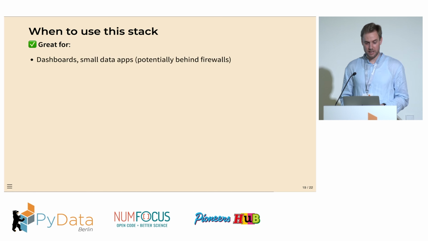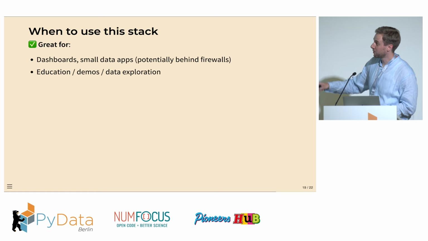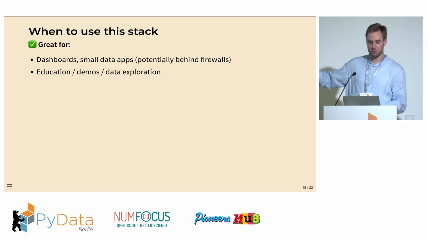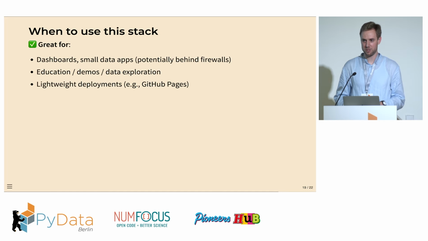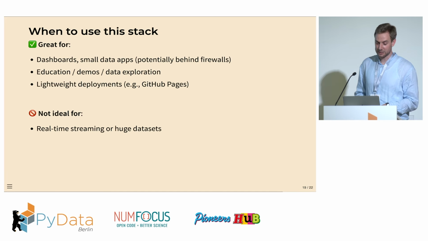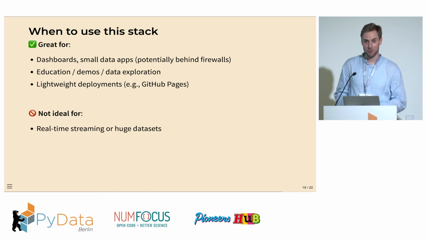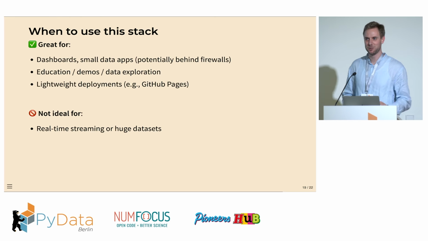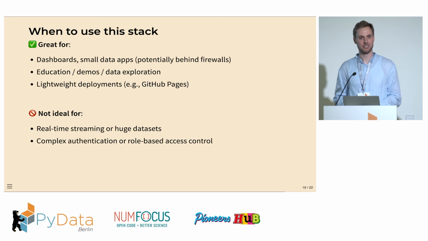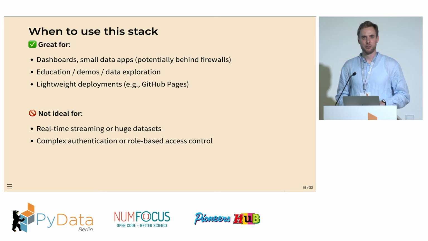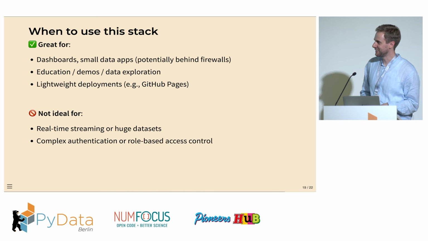So when to use it: dashboards, small data apps, potentially behind firewalls, education contexts, demos, data explanation stuff, that's great. You can easily deploy it with GitHub Pages. It's not ideal for real-time streaming or huge data sets. I guess you can find workarounds, but you have to introduce a couple of layers that do the work. And complex authentication, role-based access controls, that's typically the nightmare for web development. So Shinylive doesn't solve this for you either.